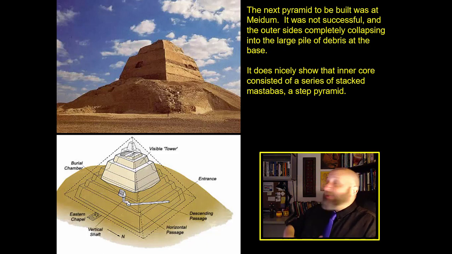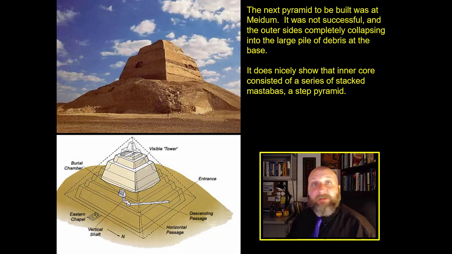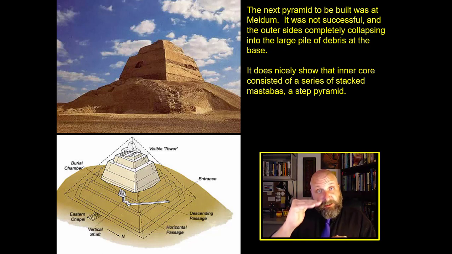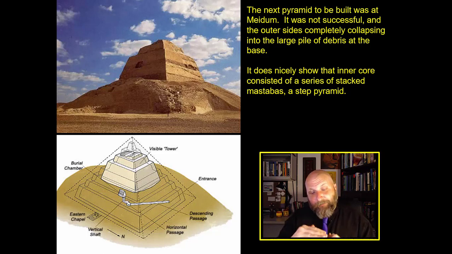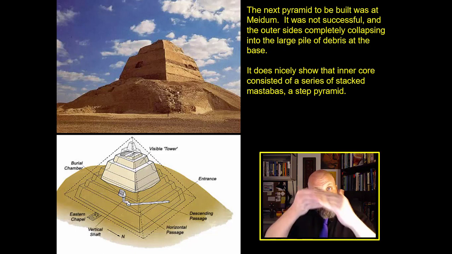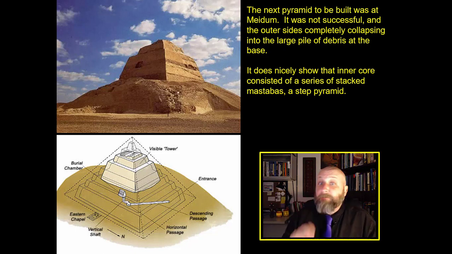And they began construction of this pyramid at Needham. There is an architectural drawing of it there on the lower left. And again, it's going to be a series of mastabas. But what they're going to do is after they've stacked the mastabas, they're going to even off the sides. So each of the sides are nice and smooth.